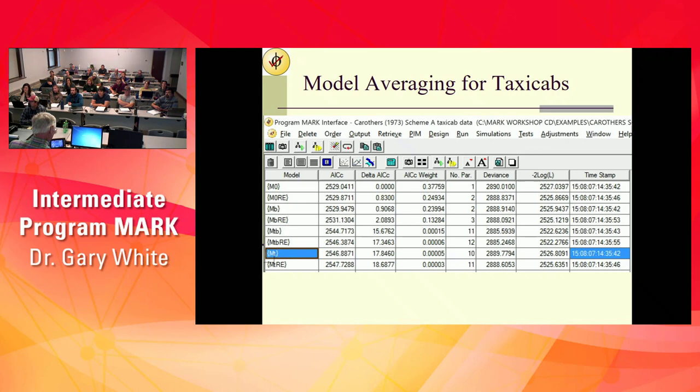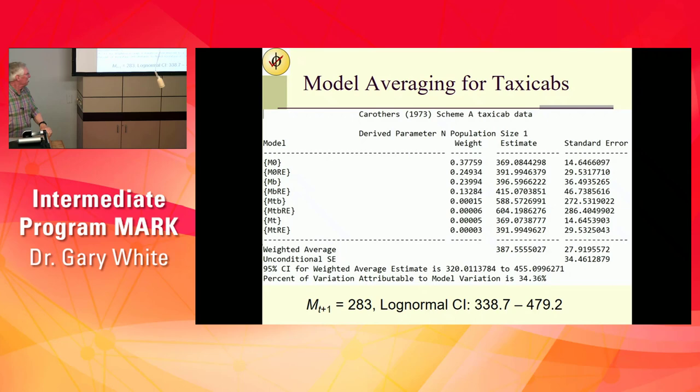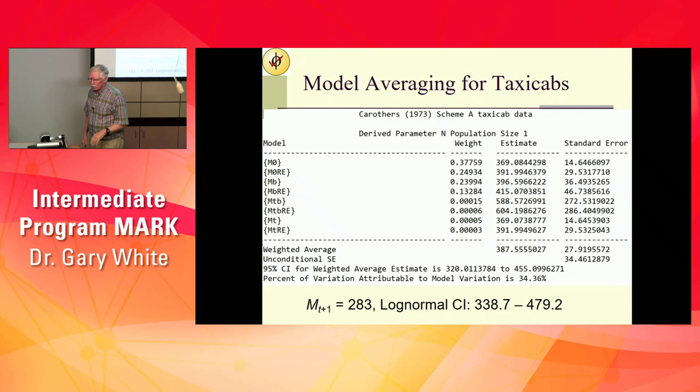okay, so we get those out of there and go back and model average. And so here's what you get. When we get all done, our weighted average is 387 with now a new standard error of 34. This 95% confidence interval is computed as just plus or minus two standard errors. The model averaging doesn't understand about that log normal MT plus one confidence interval, so you have to compute it by hand. And so here it is, MT plus 1 is 283. The log normal confidence interval is 338 to 479. Not too bad, given that there were 420.